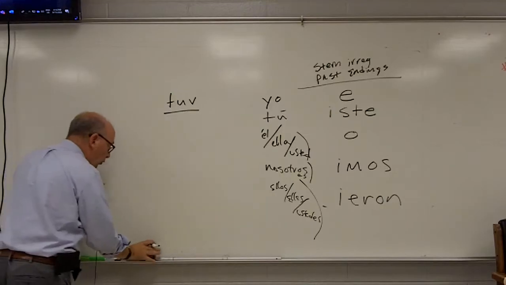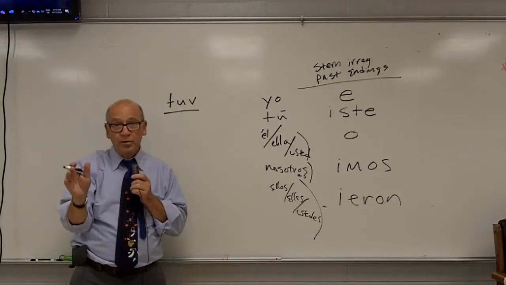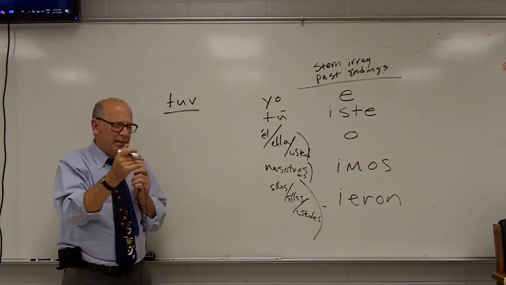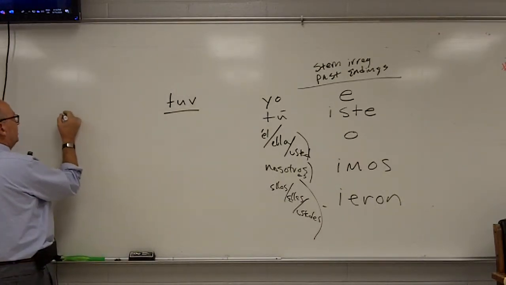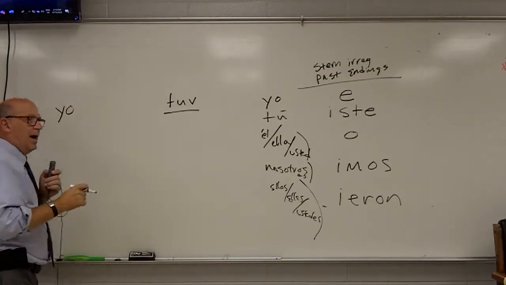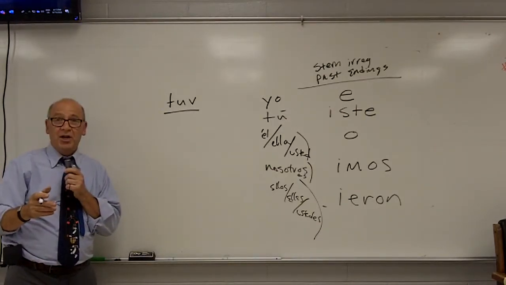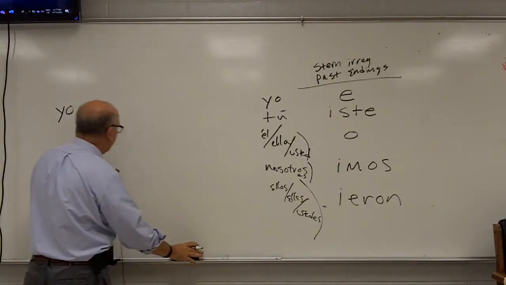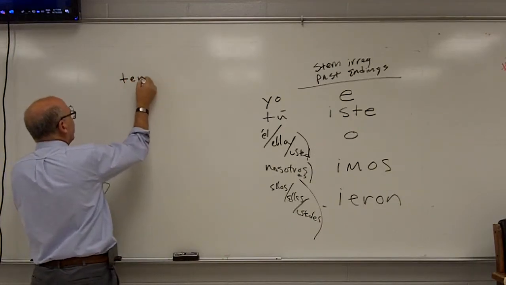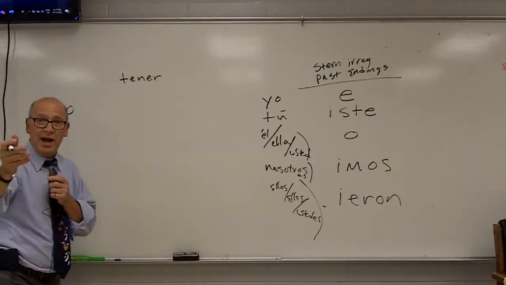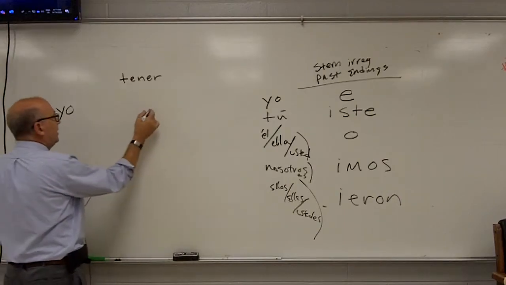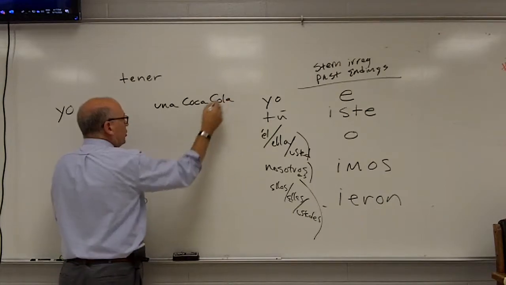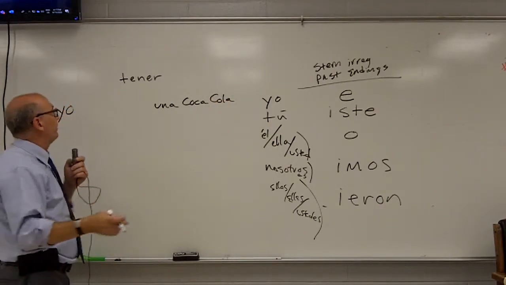Well, you know that you're using the verb tener. But what you got to do is this. Think this way. I had a Coke. You know that your verb tener is what you want. It means to have. I had una Coca-Cola. All right, what am I going to do?